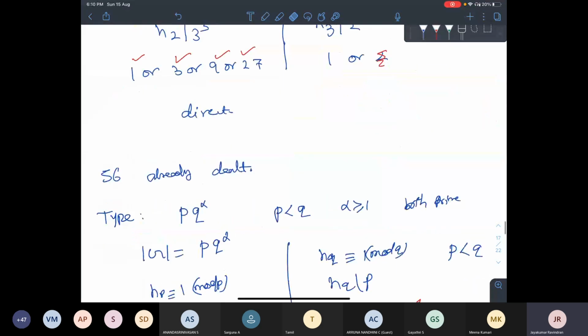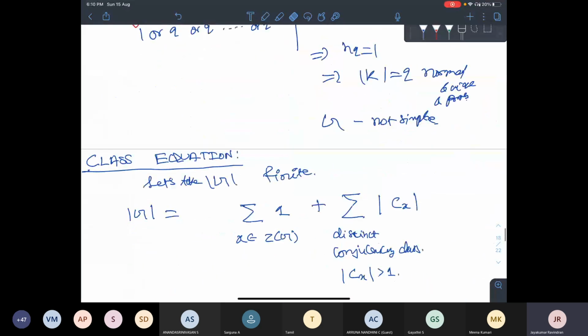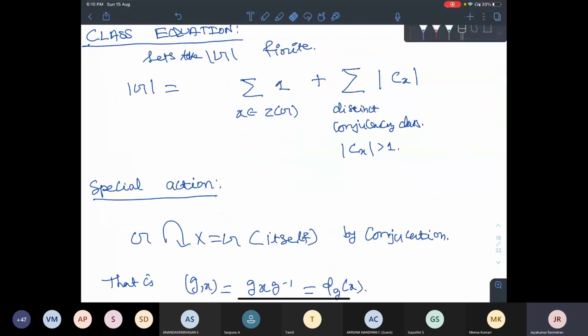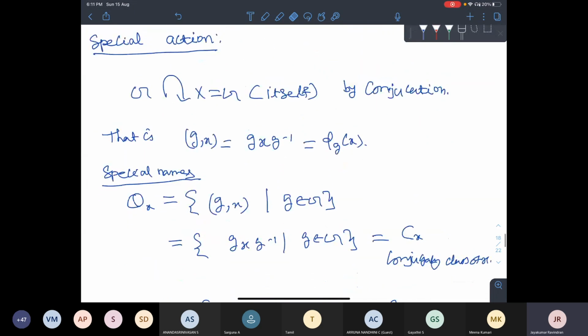In the 20 more minutes, I want to deal with the class equation because this is important. NBHM asks questions from the class equation indirectly or directly. CSIR asks questions from the class equation. There was one question which appeared in the NBHM exam in 2015, I think, and one question which appeared in other CSIR exams. Okay, let us understand what the class equation is.